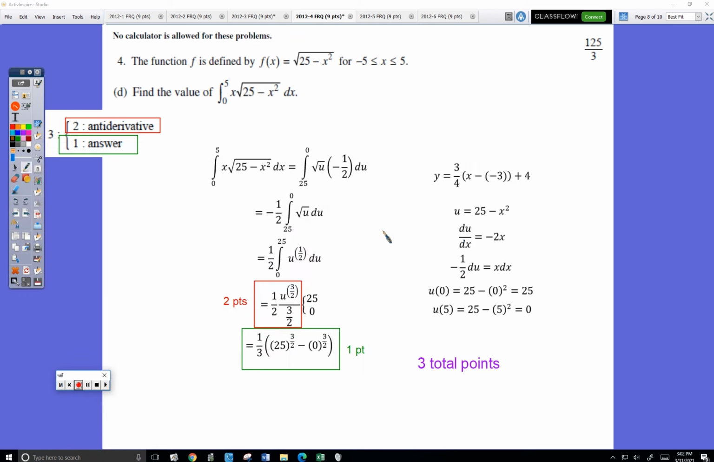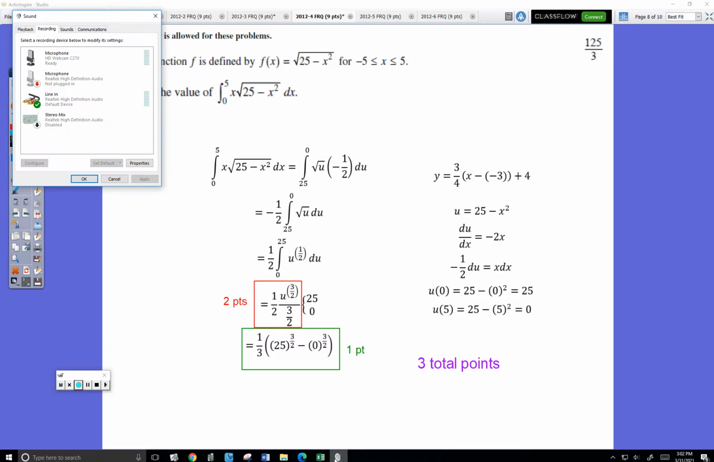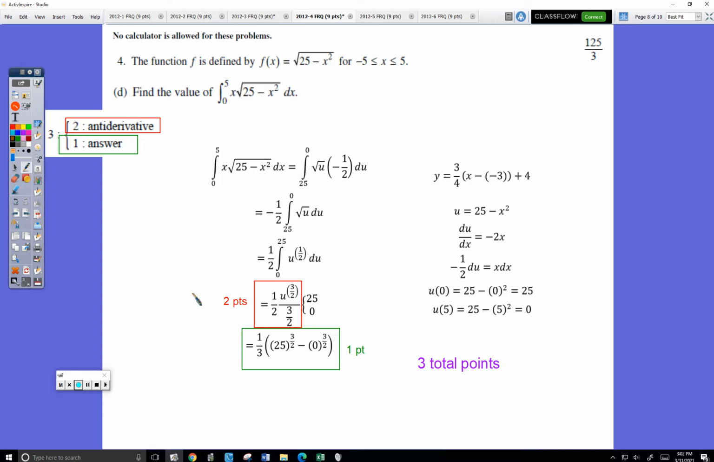Okay, part D. Part D says to find the value of this integral. Can't use a calculator, so when I can't integrate, I anti-differentiate and evaluate. No rule for that, so I think use substitution. So my two multiplying functions are x and square root of 25 minus x squared.